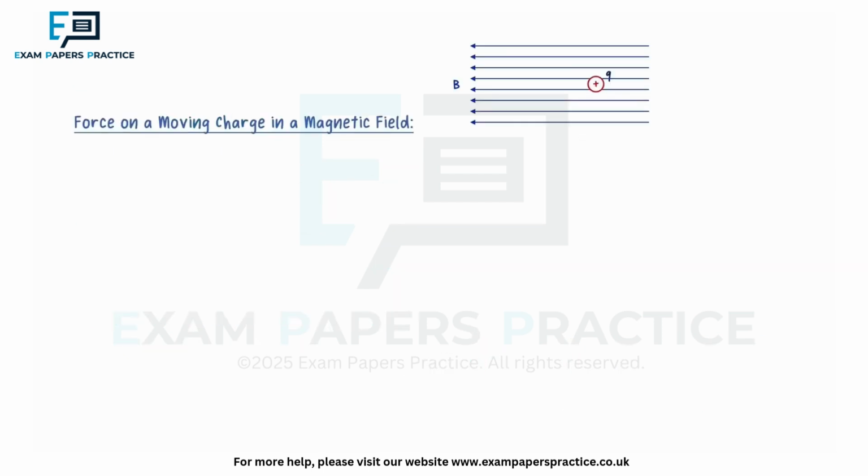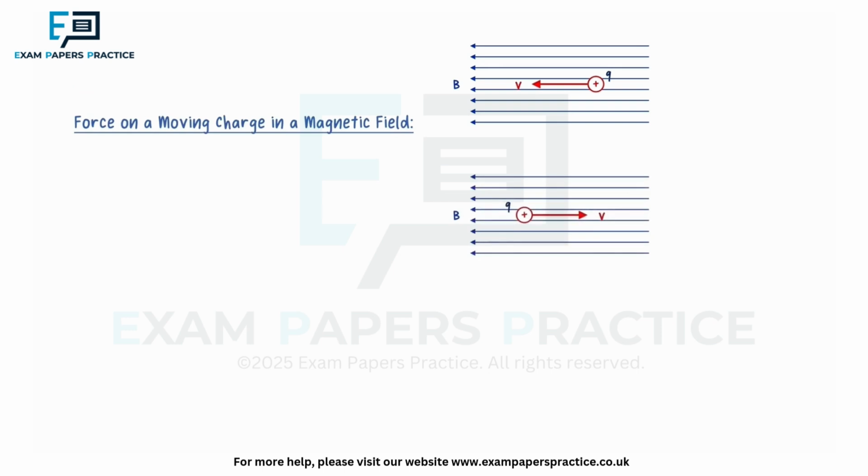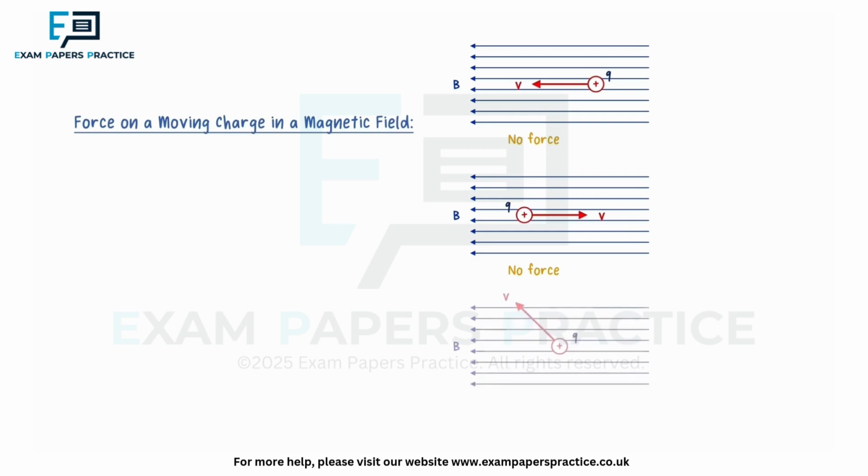Let's begin by considering the motion of a charged particle in an external magnetic field. If the charged particle has a velocity that is parallel to the direction of the field, then the charged particle will not experience any magnetic force from the magnetic field. However, if the charged particle moves in any other direction that is not parallel to the magnetic field, it will experience a force that depends on several quantities.